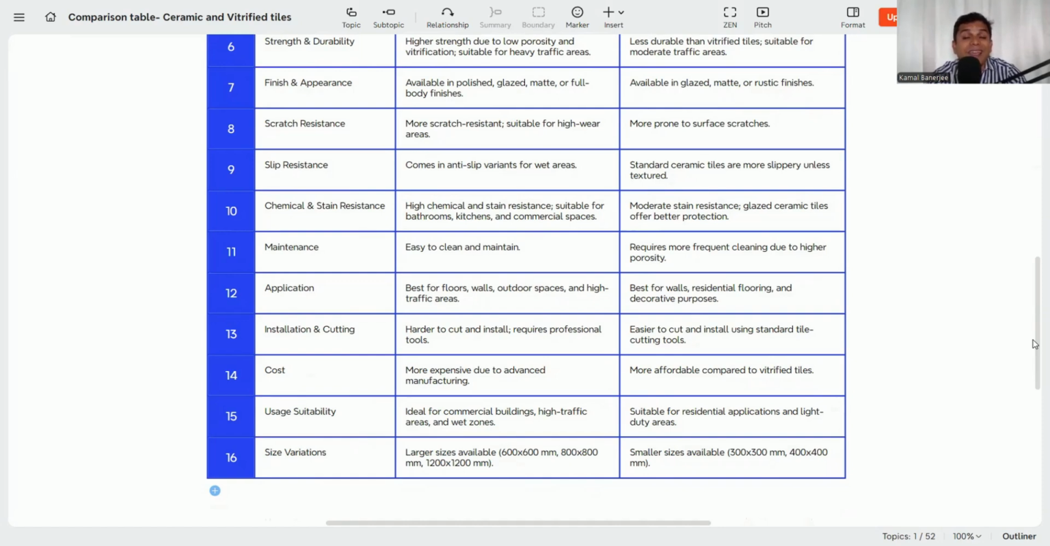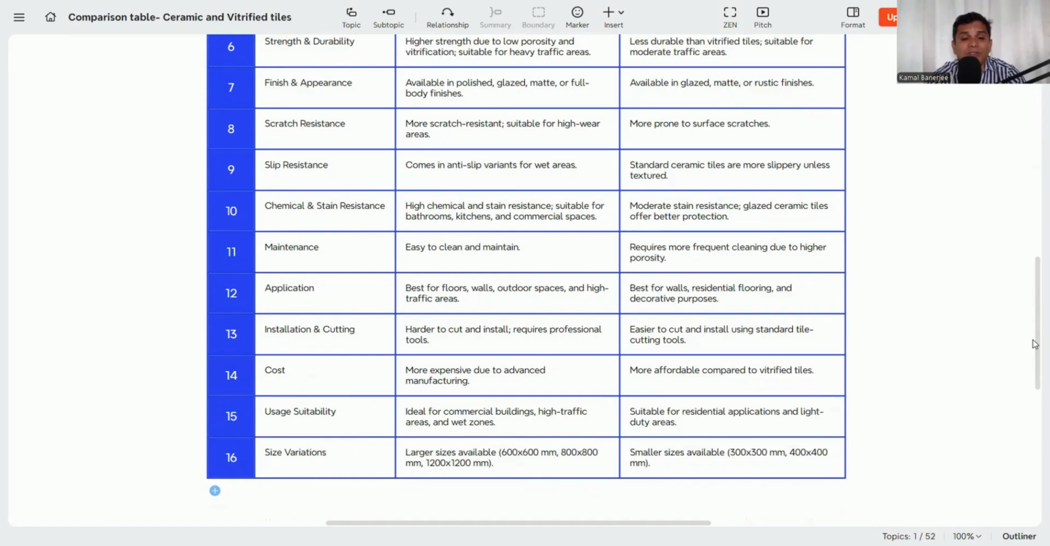So also think about the budget for your project or for your home or wherever you are using them. Vitrified tiles are more costly than ceramic tiles, and accordingly you need to check and finalize what kind of tiles you will use, either vitrified or ceramic, as per your budget or as per your cost.